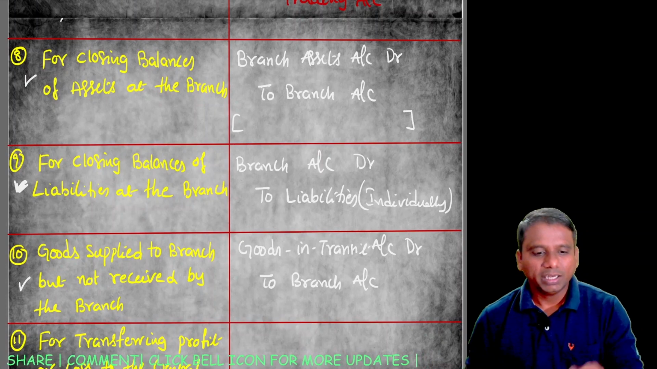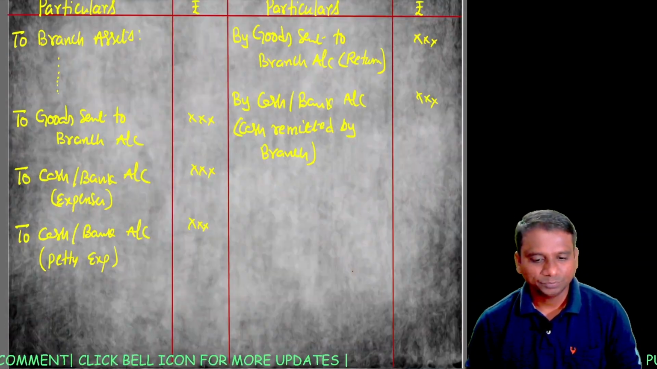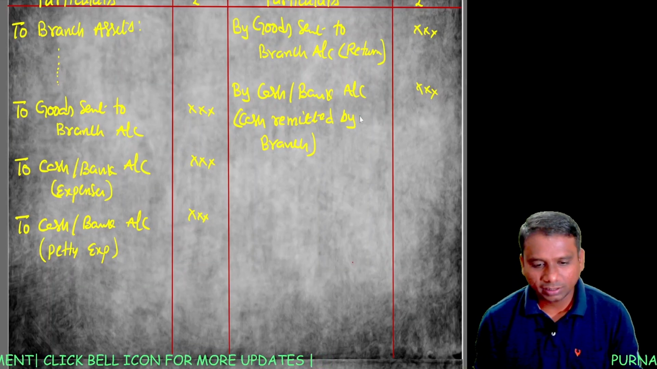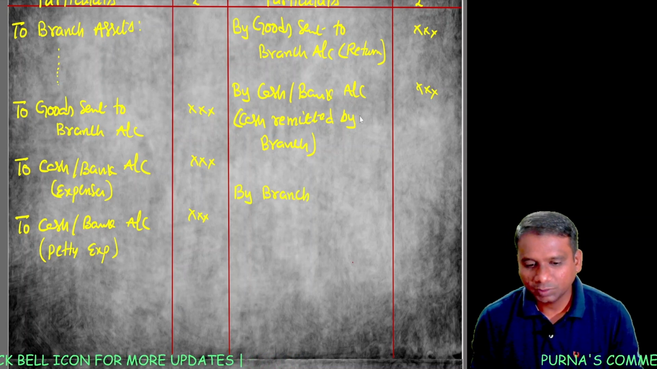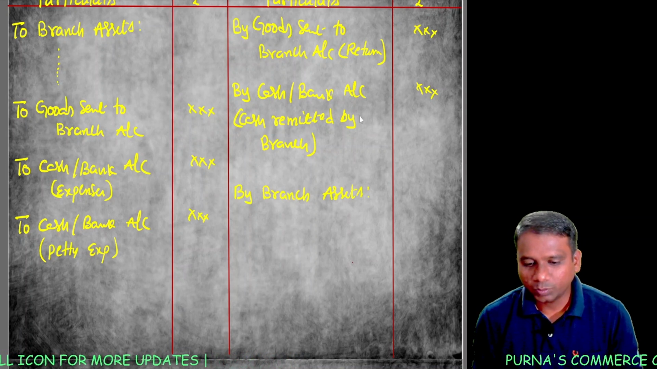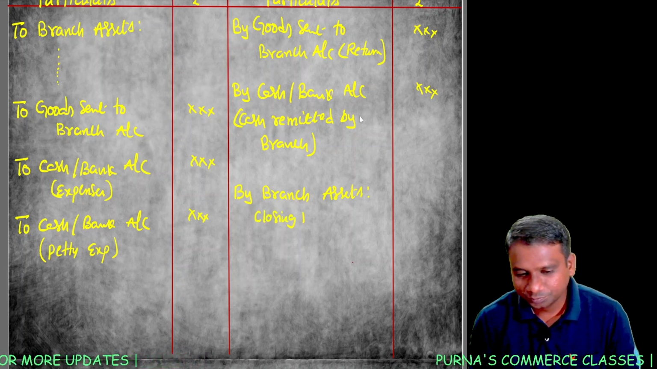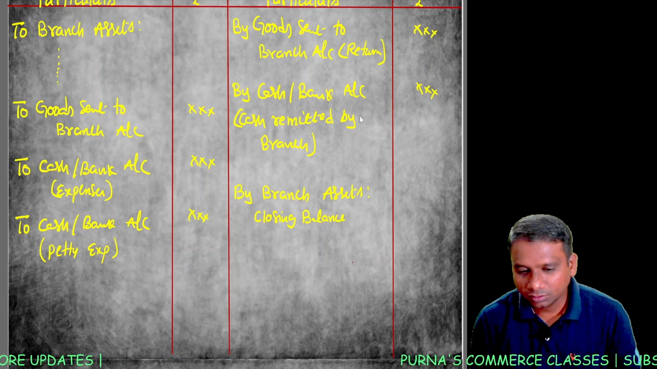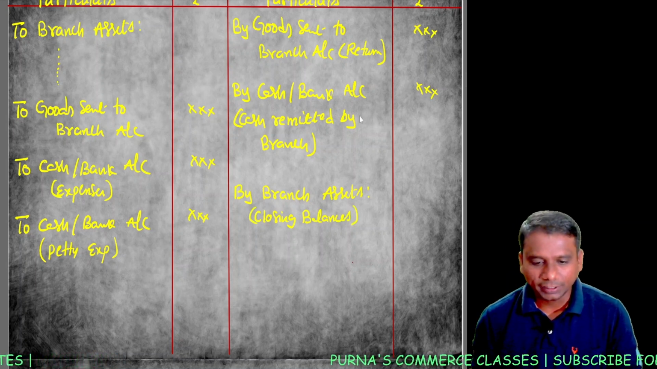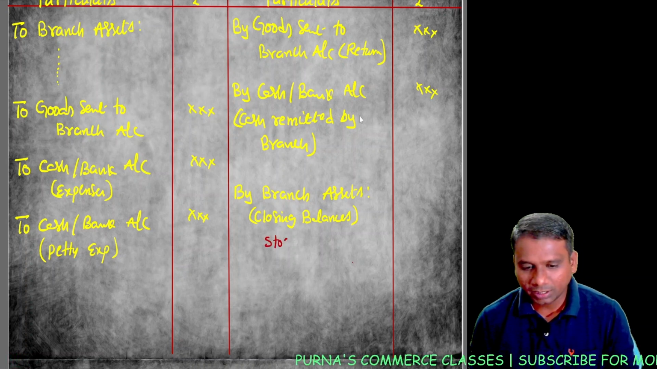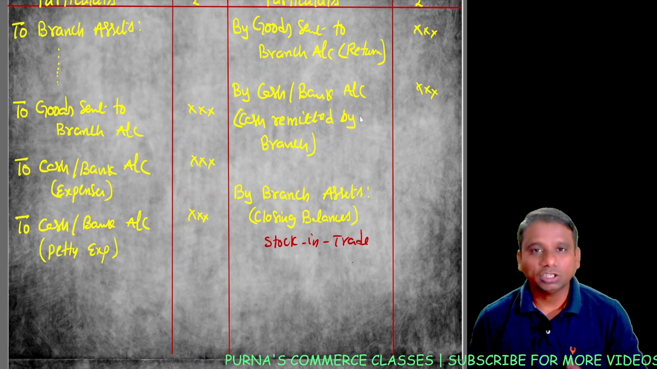Now for closing balances of assets, branch account is credit. So on the credit side, what can we write? By branch assets. By branch assets. These are nothing but closing balances. Try to observe closing balances. So here what may be the closing balances of assets? Stock in hand or stock in trade. This is also our asset.